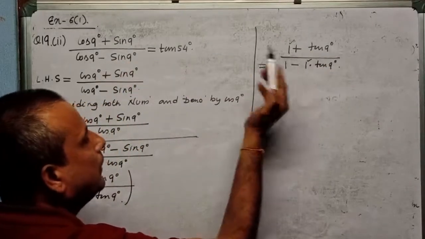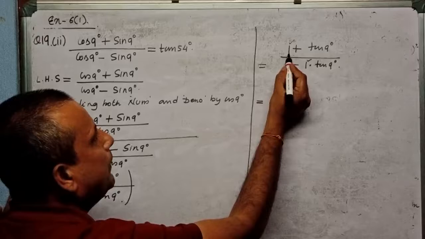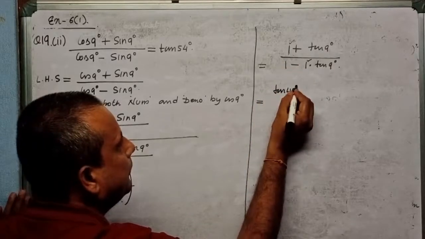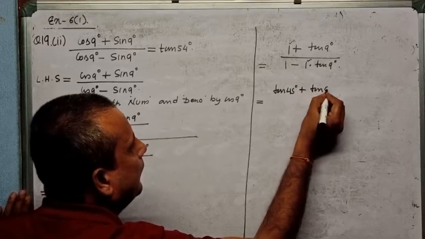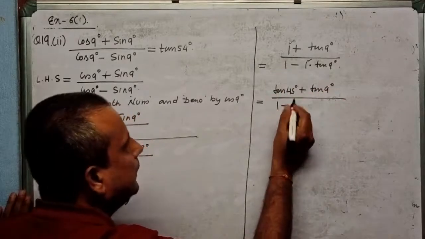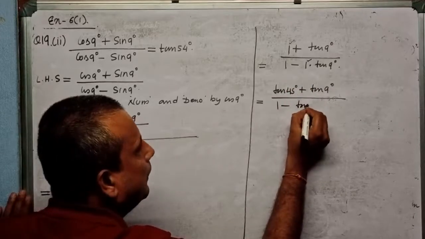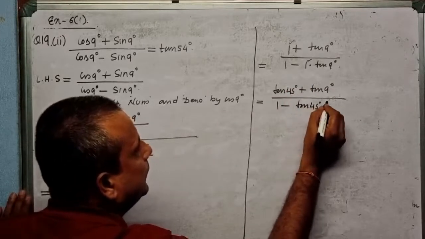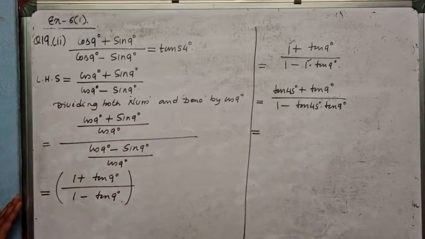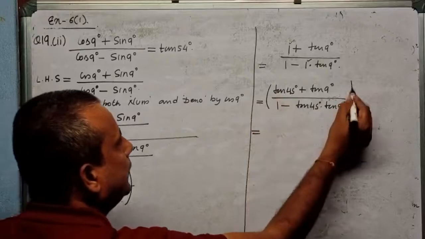Ticked quantity, I'll convert this quantity. 1 means we can replace this 1 by tan 45 plus tan 9 degree. I'm not going to touch this one. Minus this one is also, I'll apply tan 45 into tan 9 degree, replacing 1 by tan 45 degree. Now after the replacement, the expression that you'll get is in terms of formula.